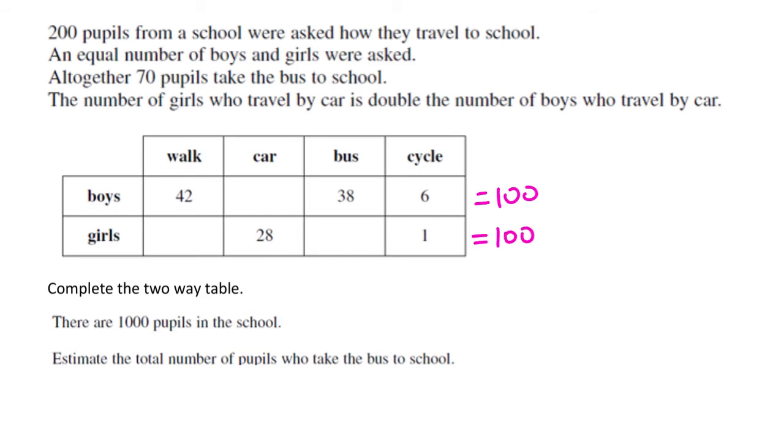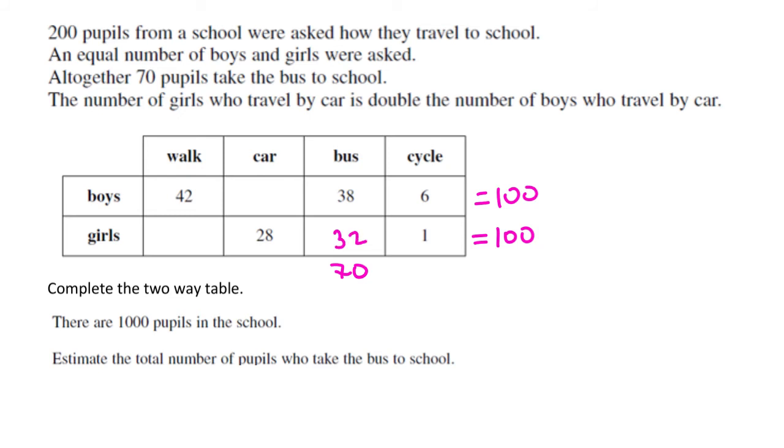Altogether, 70 pupils take the bus. So that means that these two numbers have to add to 70. So to work out the number of girls who take the bus, if we take 38 away from 70, we get 32. So there are 32 girls on the bus.